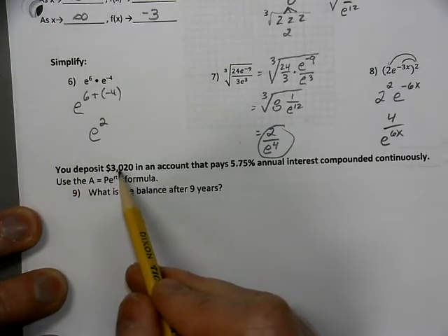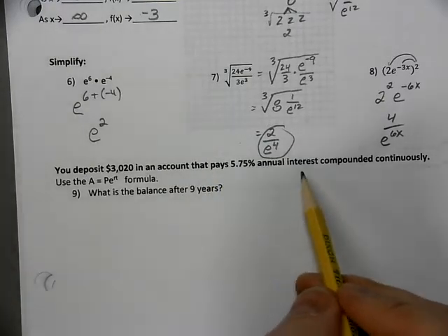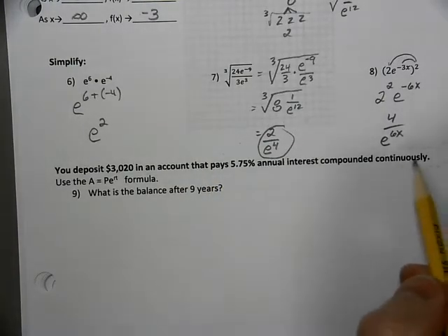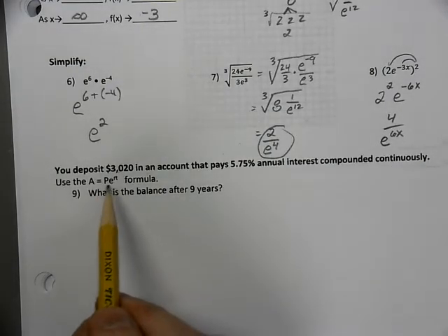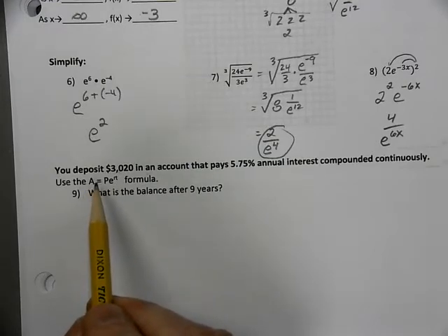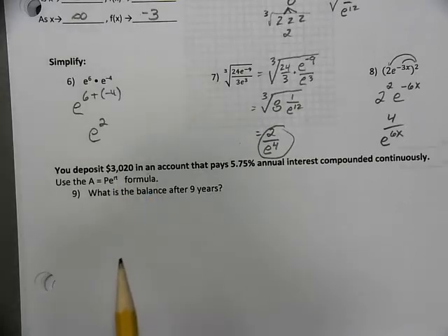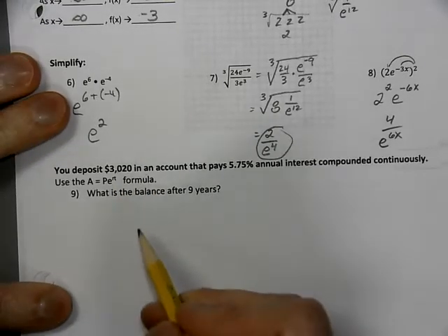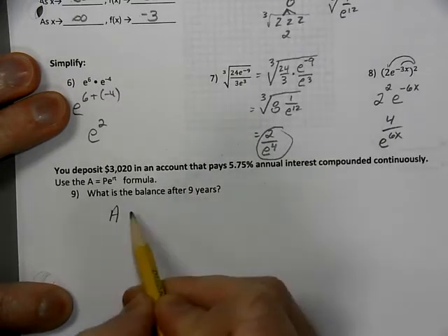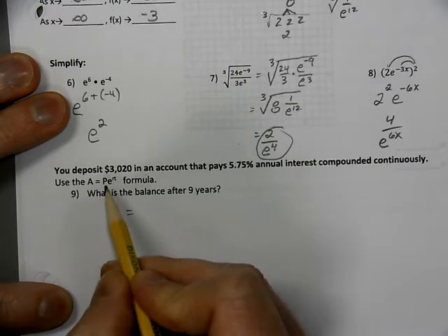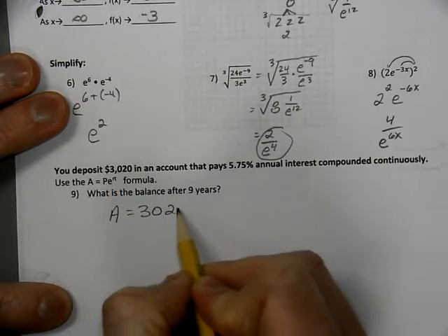You deposit $3,020 into an account that pays 5.75% annual interest rate, compounded continuously. So the compound continuously formula is the Pert formula. A equals P-E-R-T. The R and the T are exponents. So A is the amount that's in your account. P stands for the initial amount, which is 3,020.